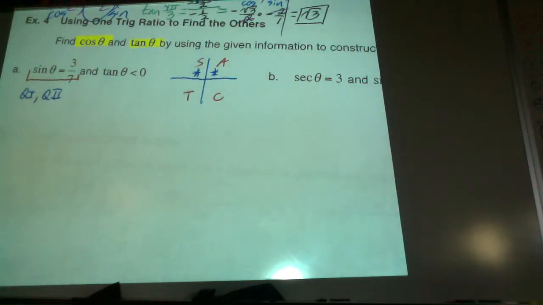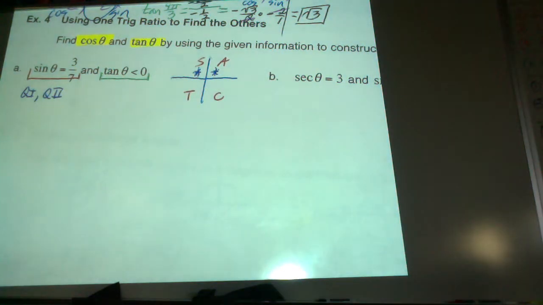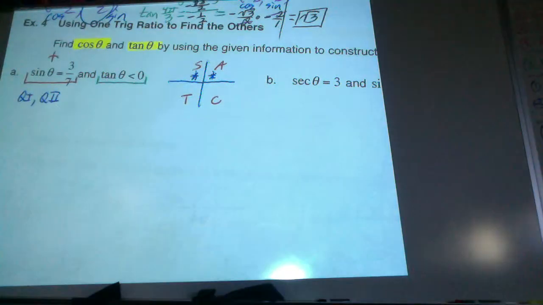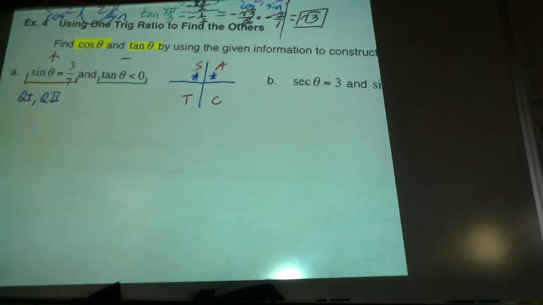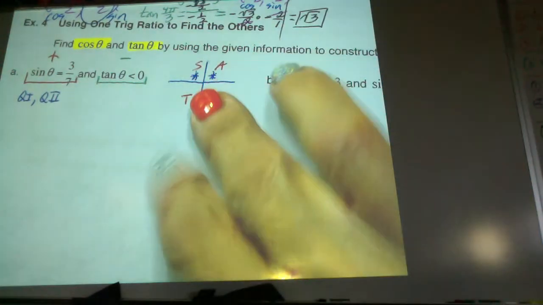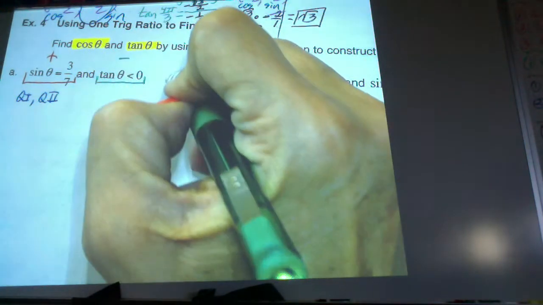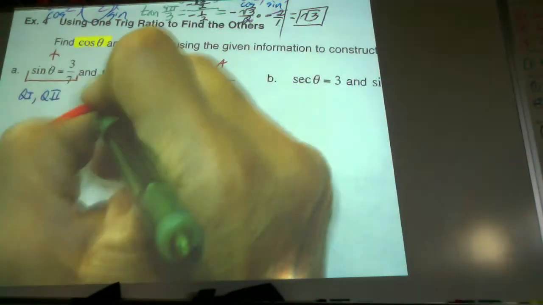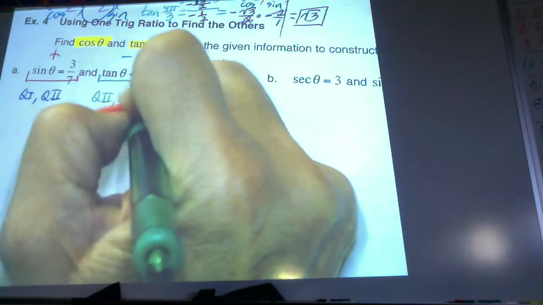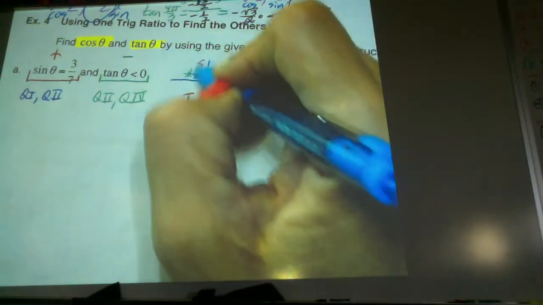However, they tack on something else, don't they? They say that tangent is less than 0. What are they trying to tell you? Here they were telling us that sine was positive. Here they're telling us that tangent is negative. The easiest way to find out where tangent is negative is to find out where tangent is positive. Where's tangent positive? 1 and 3. So if tangent is positive in 1 and 3, isn't tangent negative in 2 and 4? So this is quadrant 2 and quadrant 4. Where do they overlap? Right here is where they overlap.